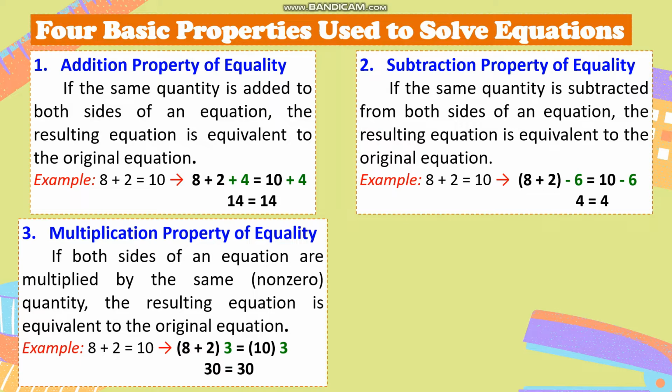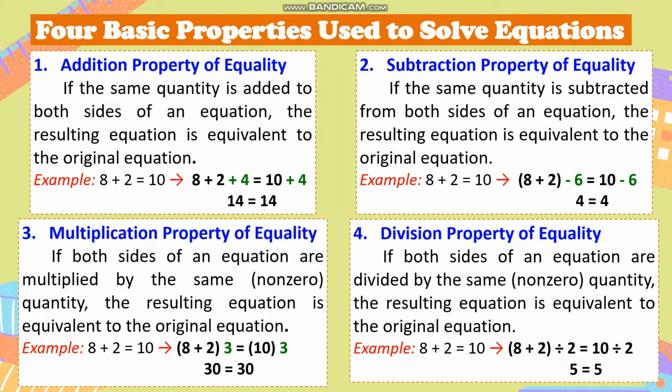Number 3. Multiplication property of equality. If both sides of an equation are multiplied by the same non-zero quantity, the resulting equation is equivalent to the original equation. Example: 8 plus 2 equals 10. Kapag nag-multiply tayo sa both sides, magiging 8 plus 2 times 3 equals 10 times 3, or 30 equals 30.